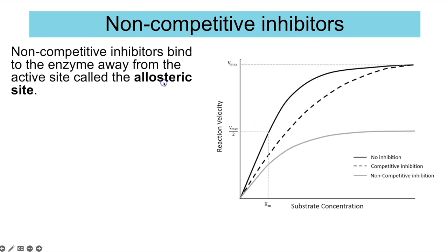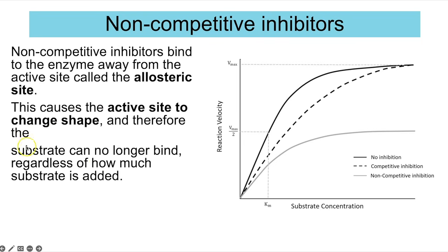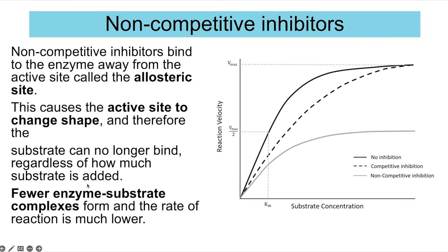Non-competitive inhibitors are inhibitors that do not bind to the active site. They bind to a different binding site on the enzyme, which is known as the allosteric site. Now, this doesn't block the active site, but instead, when it attaches to the protein, it causes the protein to change shape, and therefore the active site changes shape, and the substrate will no longer be able to bind. So no matter how much extra substrate you add, you will not get any more enzyme-substrate complexes because the active site changed.